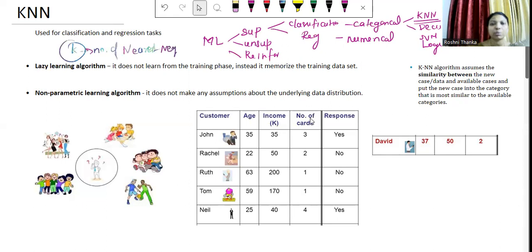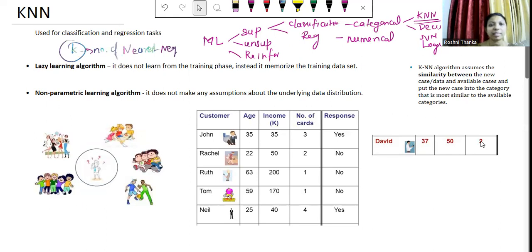This is supervised, right? Supervised means we have the input as well as the output. So if the age is 35, income is 35,000, and they have 3 credit cards, you can give the loan. And if the age is 22 and the income is 50,000, and they have two cards, don't give the loan. So based on this historical data, when a new person comes with some information like his age is 37, his income is 50,000, and he has two credit cards, now we have to decide whether I can give a loan to this particular person or not.